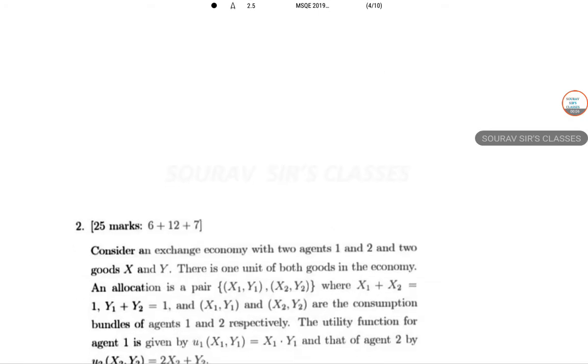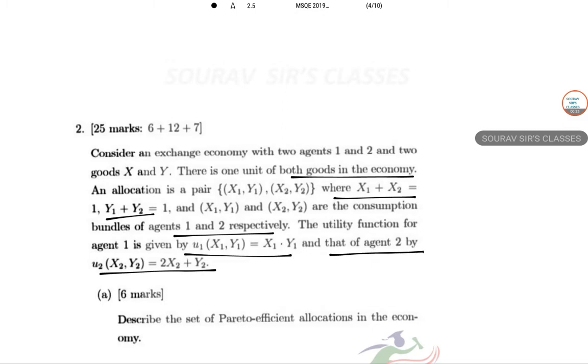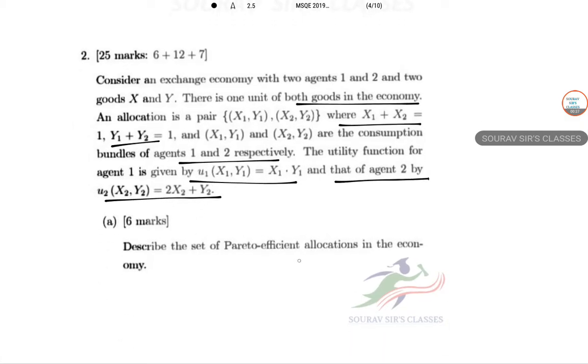The second question is: consider the exchange economy with two agents, 1 and 2, and two goods, x and y. There is one unit of both goods in the economy, so x1 plus x2 equals 1 and y1 plus y2 equals 1. The consumption bundles of agents 1 and 2 are given respectively. The utility function for agent 1 is given in this way, and for agent 2 is this. Describe the set of Pareto efficient allocations of the economy.